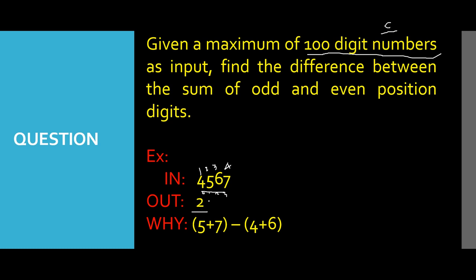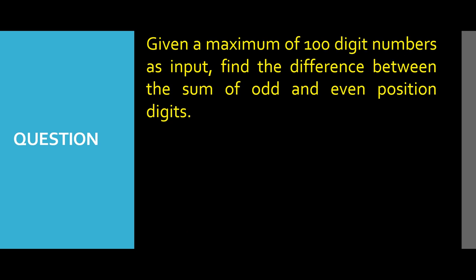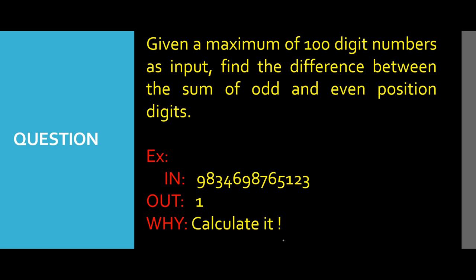So the sum of even positions here is 5 plus 7, because 5 is in the second position and 7 is in the fourth position, which are even. So 5 plus 7 is 12, and we are subtracting from it 6 plus 4, that is 10. So that is why we are going to get the output as 2, and you have to write a program that can take this as an input, process it, and then give you this as an output by doing this calculation.